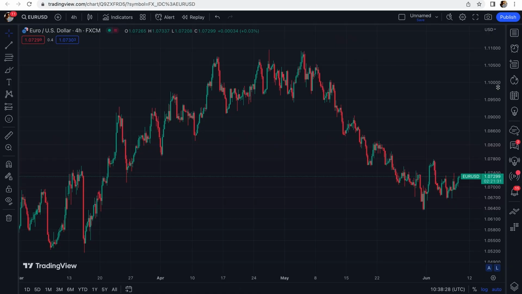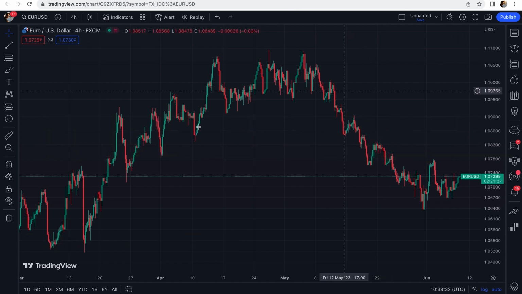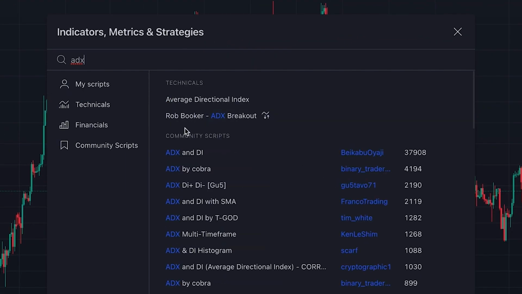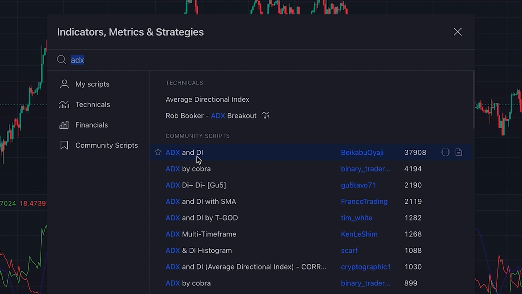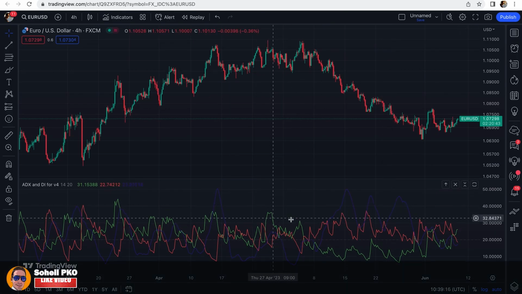In today's video, I want to teach you an excellent indicator on TradingView that helps you to discover if the market is trending or not trending. To add this amazing indicator to our chart, here we click on indicators and we search ADX. We add this one, ADX and DI, which is written by someone named Beikabu Oyaji, if I'm pronouncing the name correctly. Alright, this is the indicator, and as you can see, it's added here below the chart.